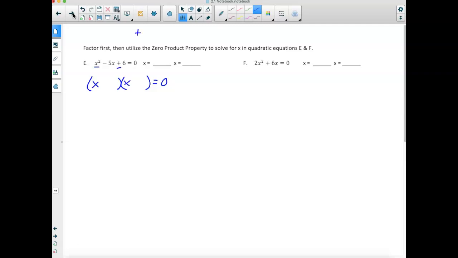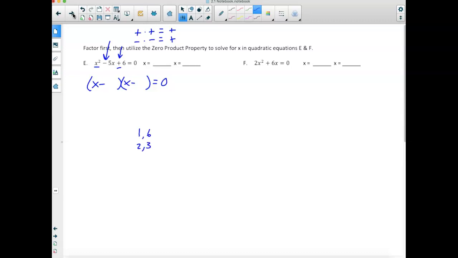That means it's a positive times a positive to get a positive, or a negative times a negative to get a positive. But remember, when I said that last term's positive, the middle term tells me what the signs need to be. Somehow I've got to get negatives in there. So both of these are going to be negatives. Then I also have 1 and 6, 2 and 3.